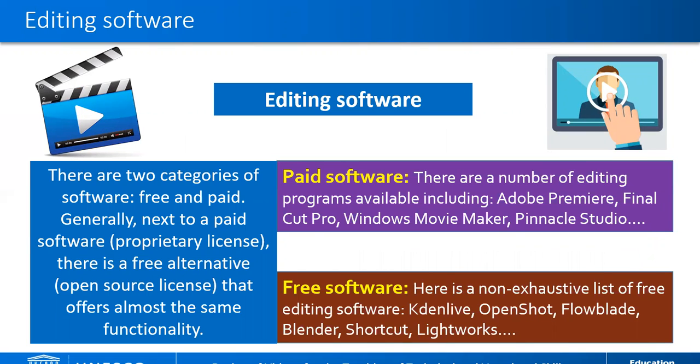Editing software. There are two categories of software, free and paid. Generally, next to a paid software, that is a proprietary license, there is a free alternative open source license that offers almost the same functionality. Paid software: there are a number of editing programs available, including Adobe Premiere, Final Cut Pro, Windows Movie Maker, Pinnacle Studio.